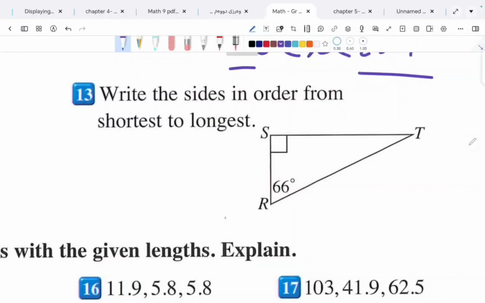This one, maybe some of you will ask about it. There are 2 missing angles, but it's not like that. This one is 90. So 66 plus 90 plus what equals 180, which gives 24.